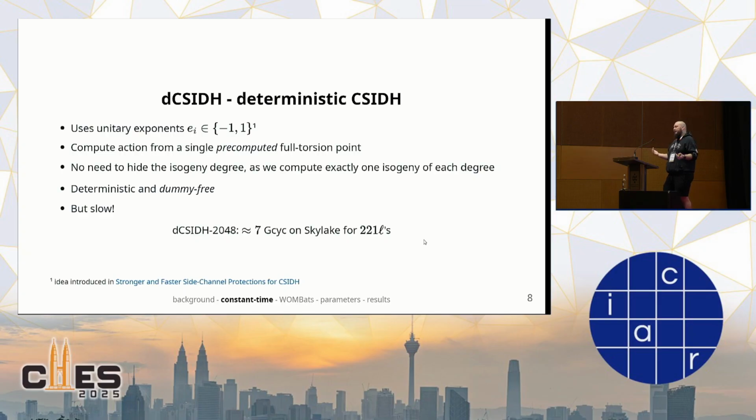And as we have the property that we compute an isogeny of every degree, we also don't need this Matroska isogeny, so also my isogeny computation is dummy-free. So this gives a deterministic and dummy-free version, but the downside is that it's really slow. So we need to compute 121 isogenies for our smallest key size, and this is already at 7 gigacycle on Skylake CPU.